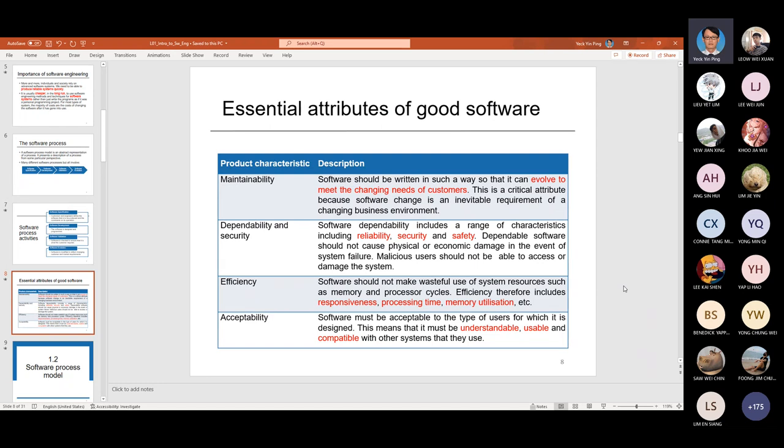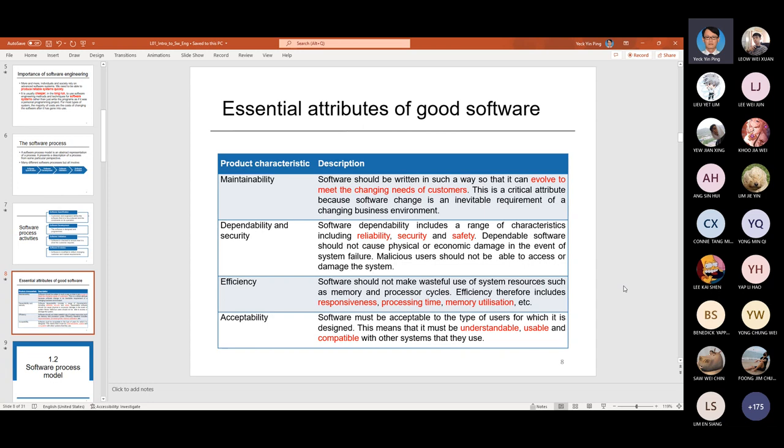Okay, so software engineering principles, as I mentioned just now, a software team usually will have a lot of issues regularly. So how good the software is, usually we cannot judge based on our personal assumption, personal opinion, or personal feeling. But there are attributes provided to judge whether this is a good software or not. It covers four factors here.